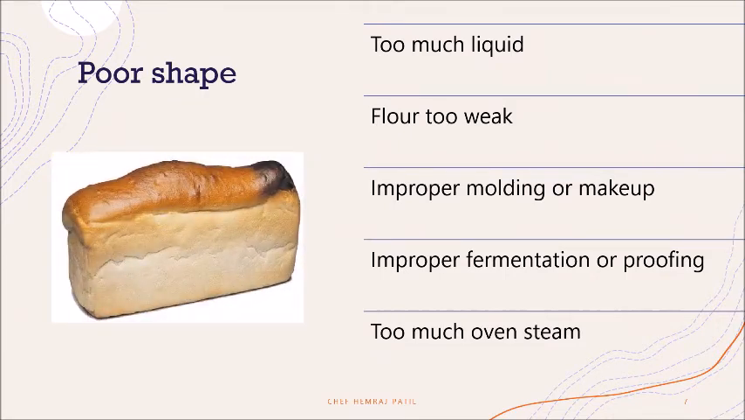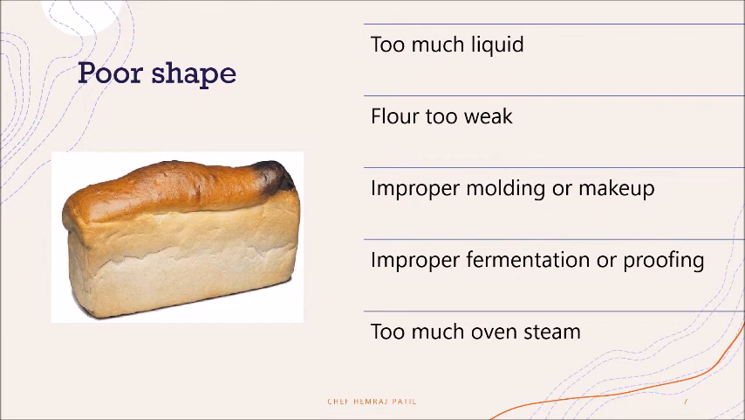So the third shape fault is a poor shape. In the picture also you can see it is a very irregular shape. The reasons for this one are too much liquid. If the dough is very slack, in that case it is not going to hold a shape. Next, flour too weak. We have already discussed, if there is not enough gluten in the dough, it will not rise or it will not get a desirable shape also.